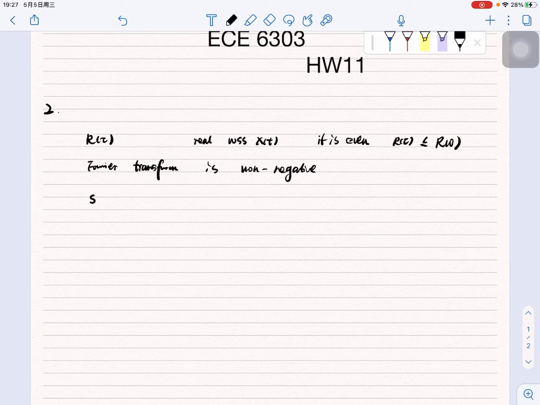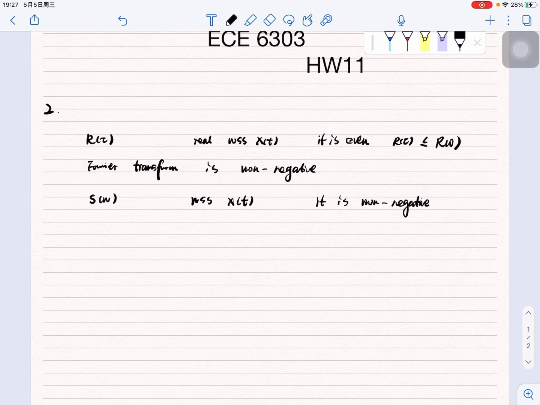Then the second one: if S omega is the power spectrum of a wide-sense stationary X(t), then it is non-negative. Then we can see the following three questions.